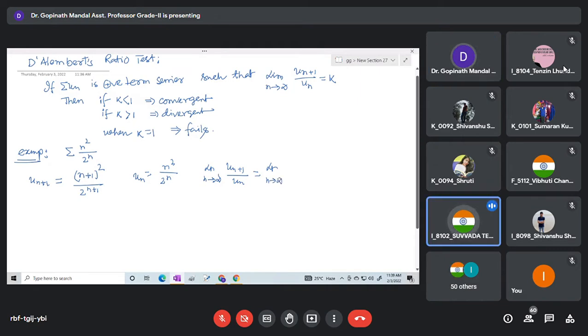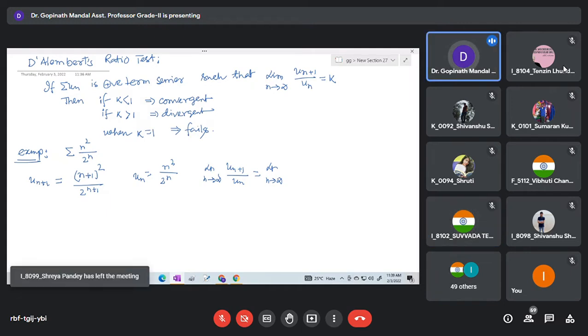Sir, a positive term series means all terms are positive? Not all terms positive, no. There may be some negative terms, but the negative terms must be a finite number of negative terms, then we can discard those negative terms. All the rest of the terms are positive, but the positive terms are infinite in number.